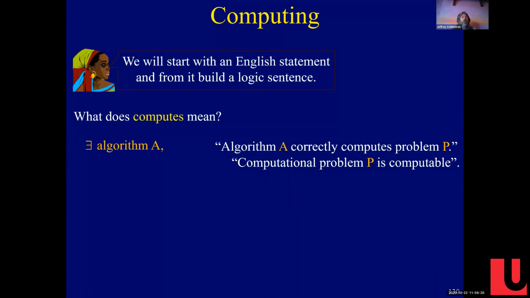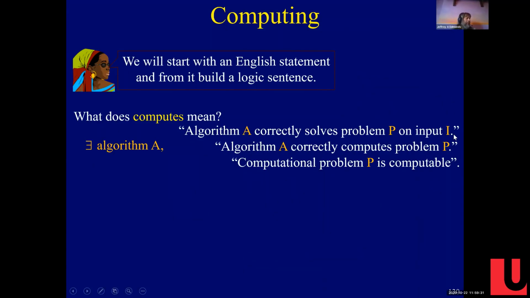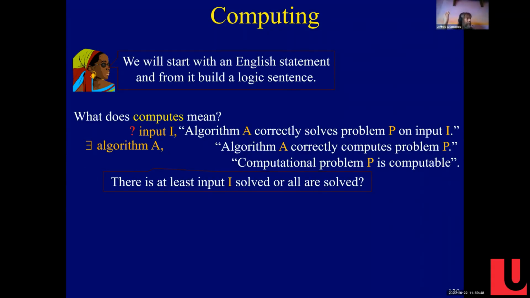All right, so what does compute mean? Well, it means that algorithm A correctly solves the problem P on some input, right? You have to actually give it an input for these things to do something. So we need an input involved, right? And which input? Is there some special input or all inputs? Yeah, we want it to work for every input, right? Every input. Algorithm A gives you the right answer for problem P on every input, right?